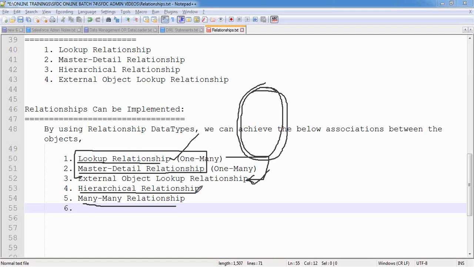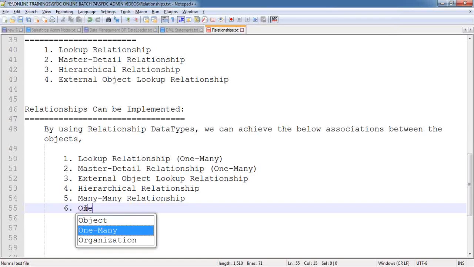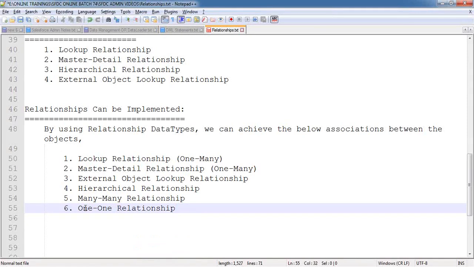They will also ask what a hierarchical association is, and which objects in Salesforce support hierarchical associations. It's a common question. And the next one, a 100% common question in every interview: how to achieve a one-to-one association between two objects. That means one parent can have only one child. If one parent can have only one child, how can we map this one-to-one relationship between the two objects? We'll see this practically as part of the relationship concept.